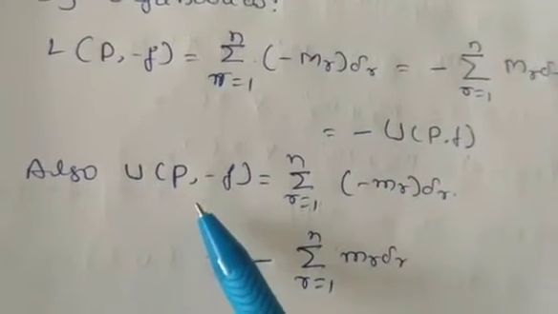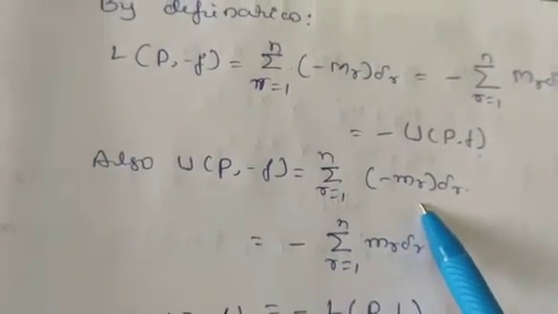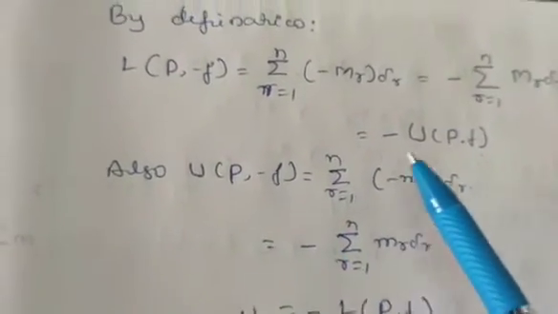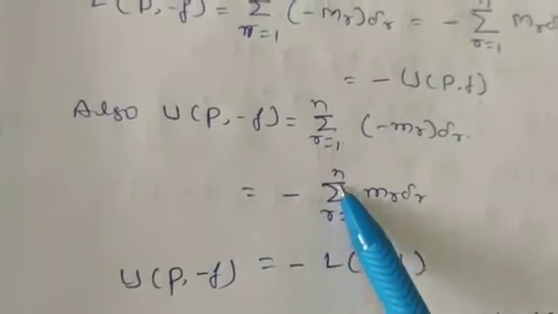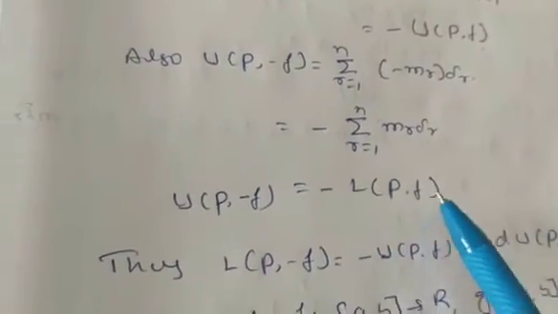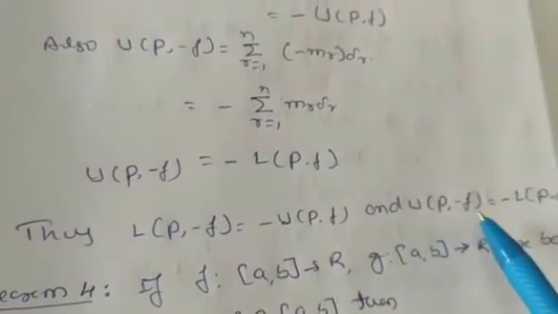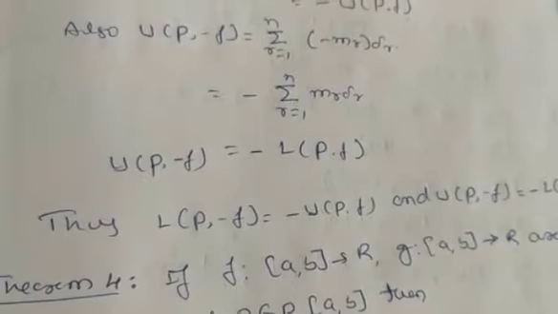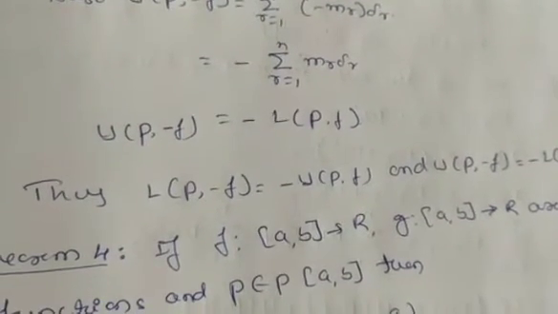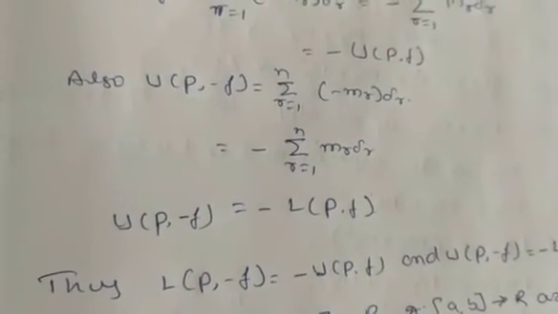Similarly, U(P, -f) is equal to sigma r equals 1 to n. Here it is the upper sum, so you have to take the supremum. The supremum of this negative function -f is -m_r into delta r. Again we can take the minus sign outside, and it becomes minus sigma r equals 1 to n of m_r delta r, and this is the definition of L(P, f). So thus L(P, -f) is -U(P, f) and U(P, -f) is -L(P, f). That is, if the function is negative, then the lower sum becomes the upper sum and the upper sum becomes the lower sum. So this is the proof of this theorem.